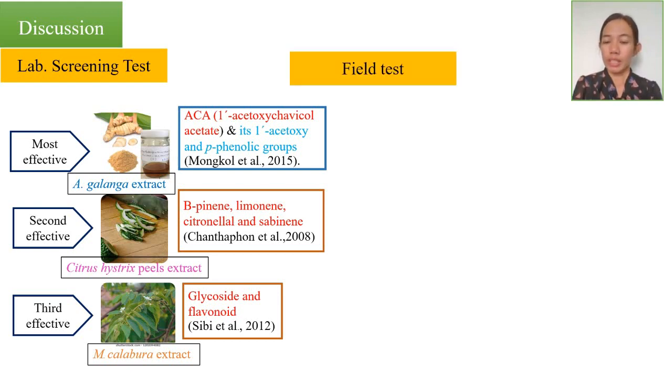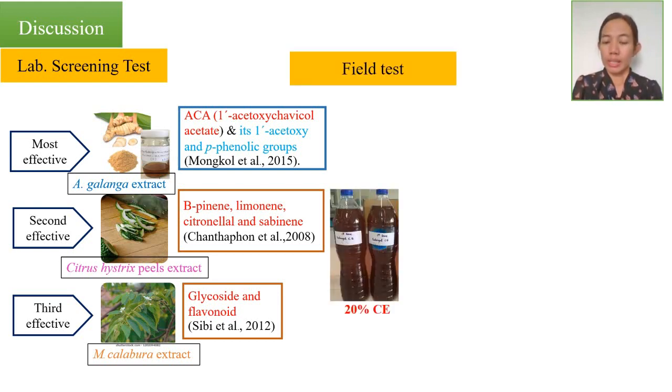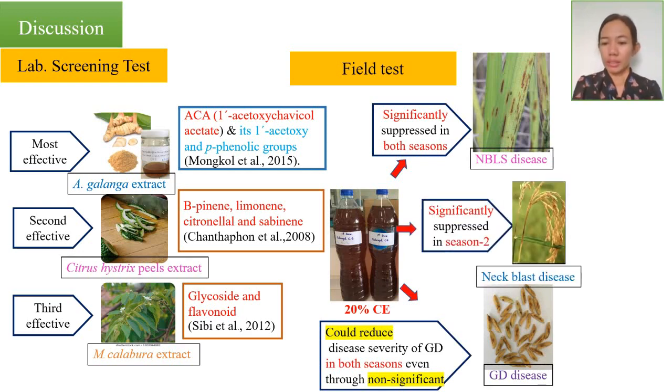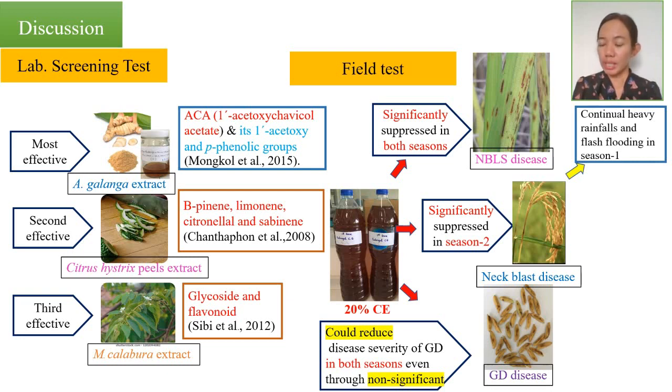And in the field test, 20% ethanol extract showed high potential in the control of narrow brown leaf spot disease, GD disease and neck blast disease in both seasons, but neck blast disease in growing season 1 could not be controlled because there was continuous heavy rainfall and flash flooding in growing season 1 in Nyang district.